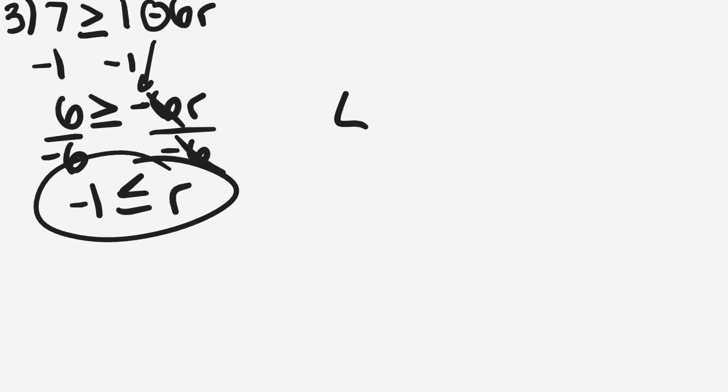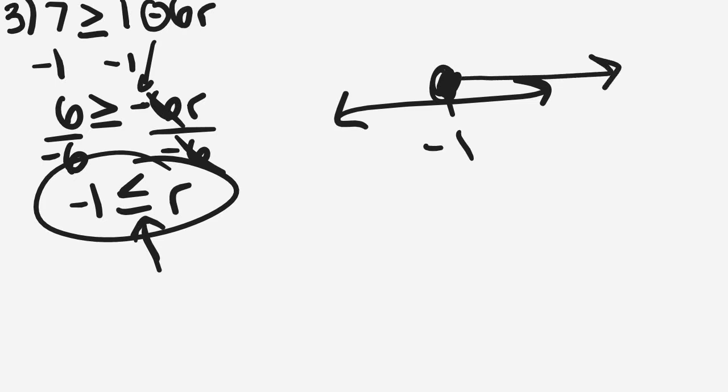Whoops. All right. And if we were to graph that, here is negative 1. This is a filled in circle because we have that or equal to sign, meaning it includes the negative 1. And we want all the r's that are bigger than negative 1. So that way.